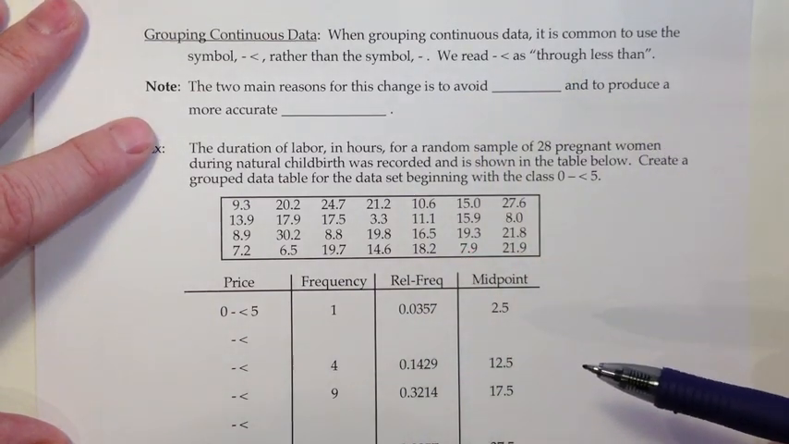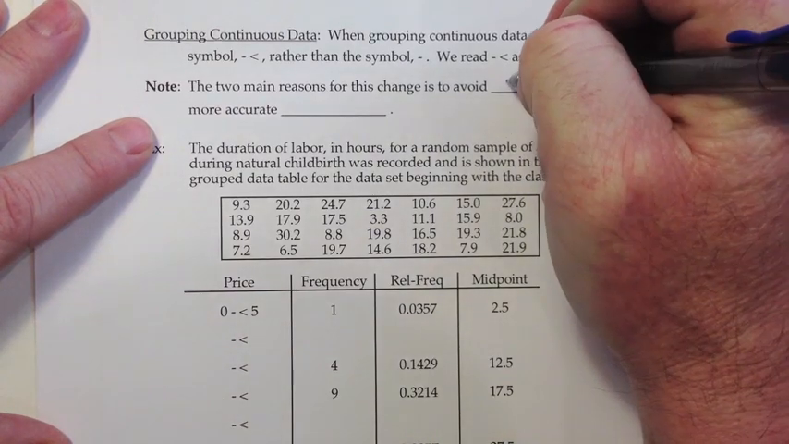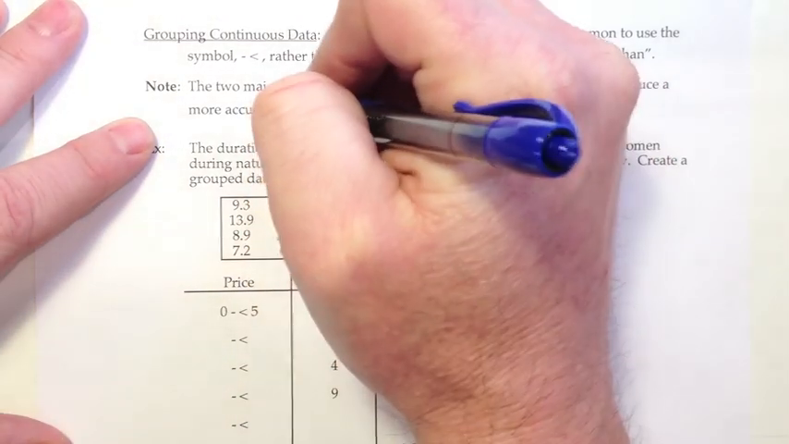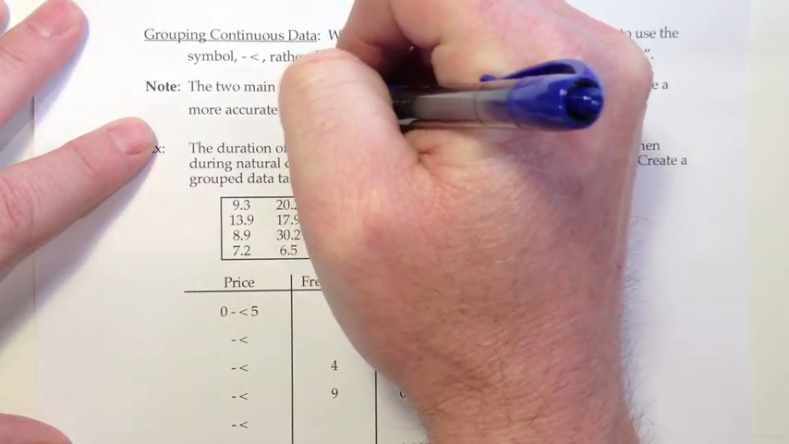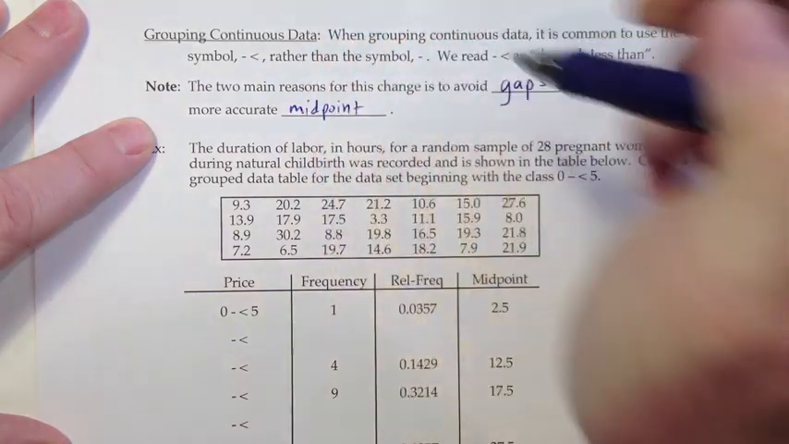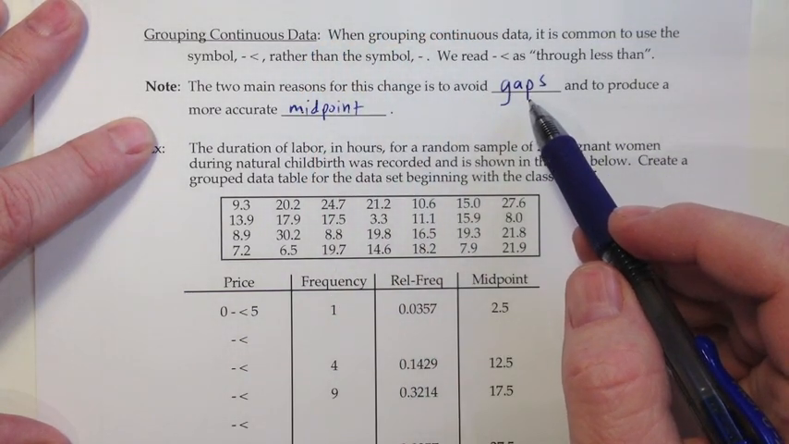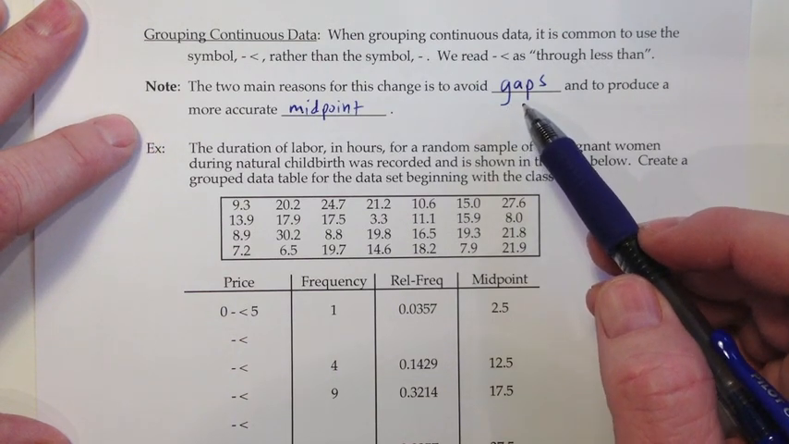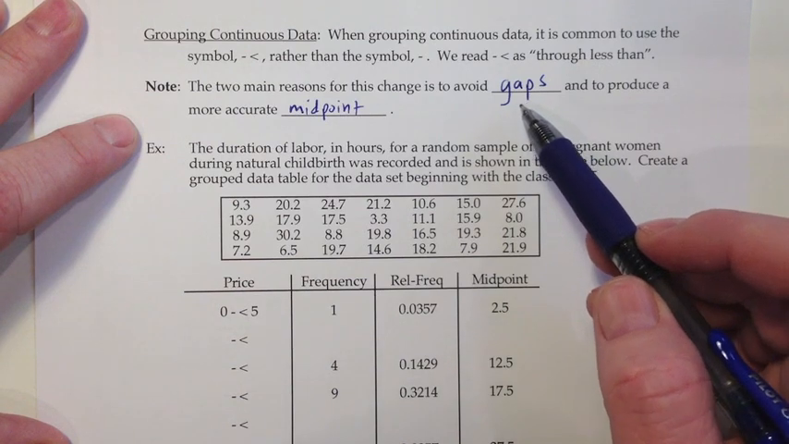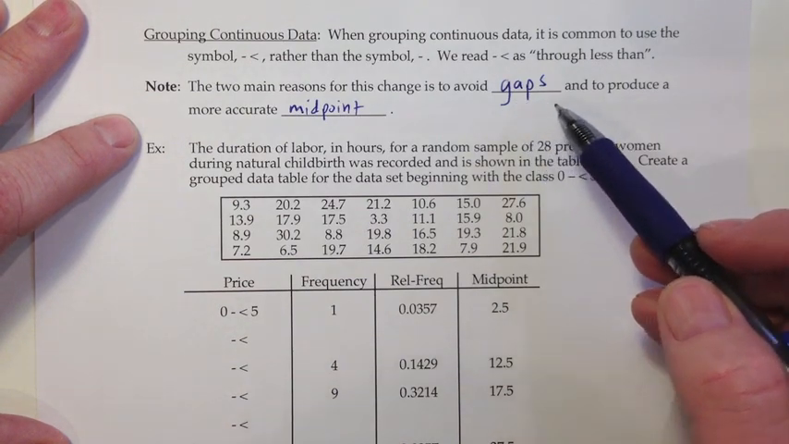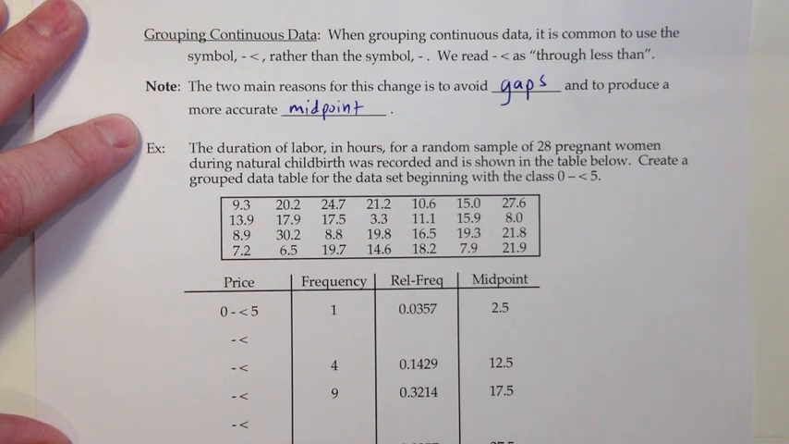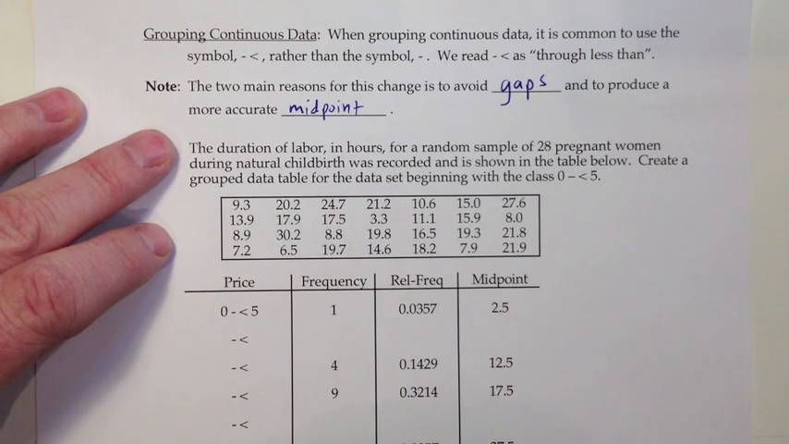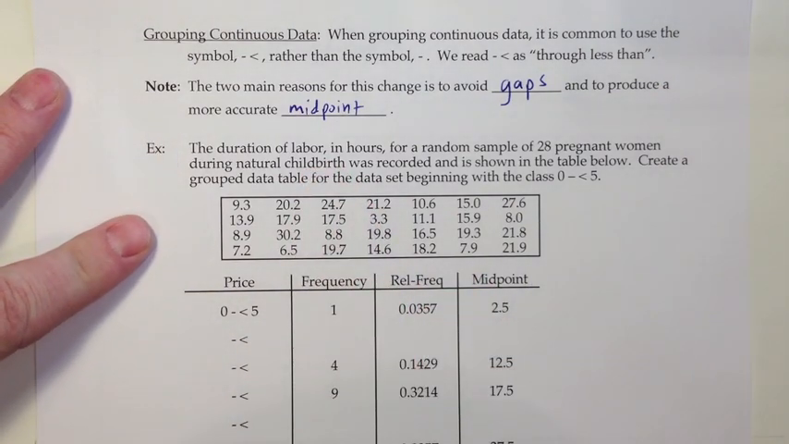And there's two main reasons we're going to do this. One of them is to avoid any gaps, and the other is to produce a more accurate midpoint. The thing with gaps is if you have a gap between, say, 9 and 10, like on our last example, and there's no possibility of data taking on a value like 9.7, then that gap is not a problem. But if your data is continuous, then anytime you have a gap, there's a possibility that data would fall there. So with continuous data, we need to avoid gaps. And then I'll discuss the issue of midpoint as we go through this example.